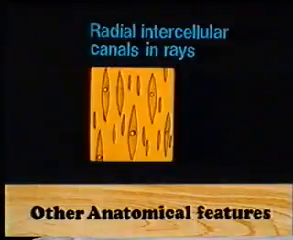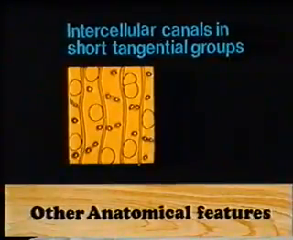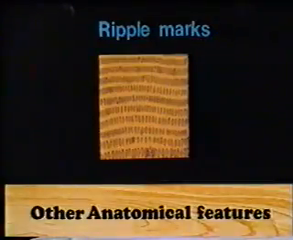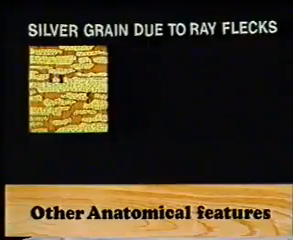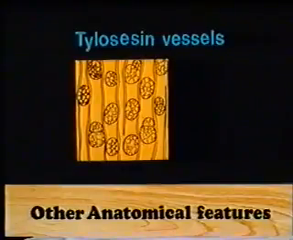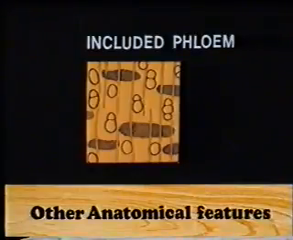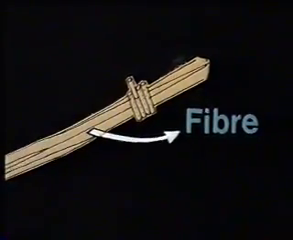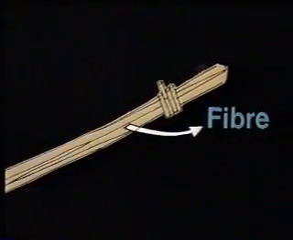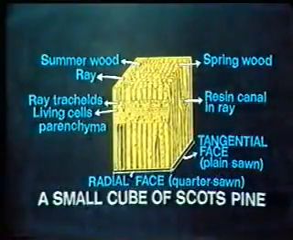Rays are cell groups which help in the conduct of nutrients horizontally. Their size and arrangement are features which help in the identification of timber. Fibers are elongated, thick-walled cells which make the bulk of the wood. Fibers give mechanical support to the tree. Softwoods have a much simpler structure than hardwoods.